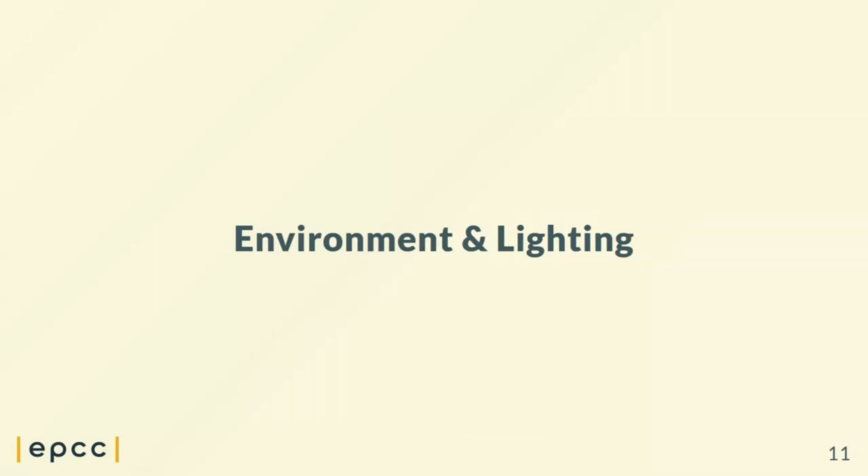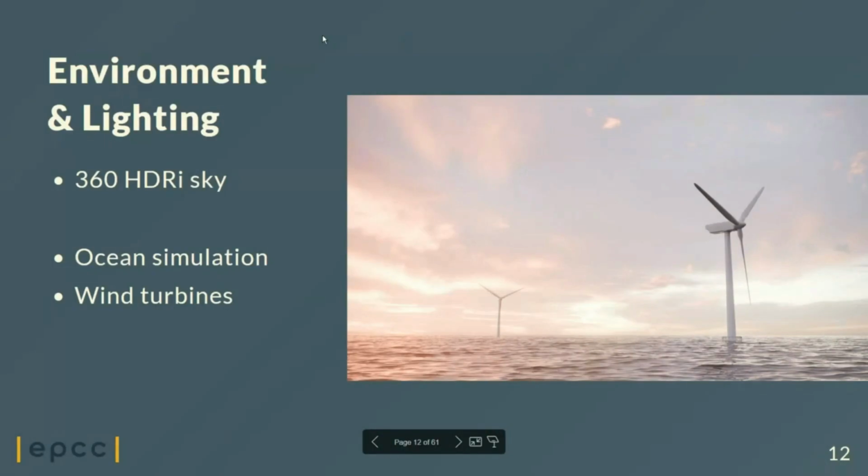Now I'm going to go through most of the steps I showed you in the previous slides, and see what it means for this visualization in particular. So the environment and lighting. In this case, everything beside the simulations themselves is quite large. There's the sky and all of this, there are the wind turbines, and there's the ocean as well.